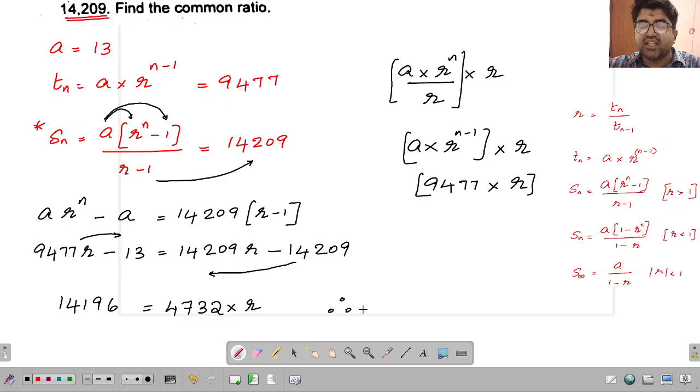Simplifying this, I can now see r will be nothing but 14196 divided by 4732. When I do this, r comes here as 3. So for this question, the common ratio, that is what is asked. I am getting the value here as 3.